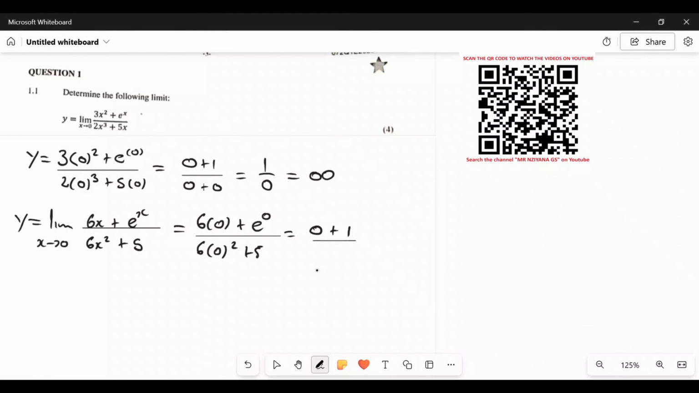And then we have 6 multiplied by 0 squared. That is going to give us 0 plus 5. So our final answer here is actually 1 over 5. So that is going to be our limit. So the limit here is actually 1 over 5.